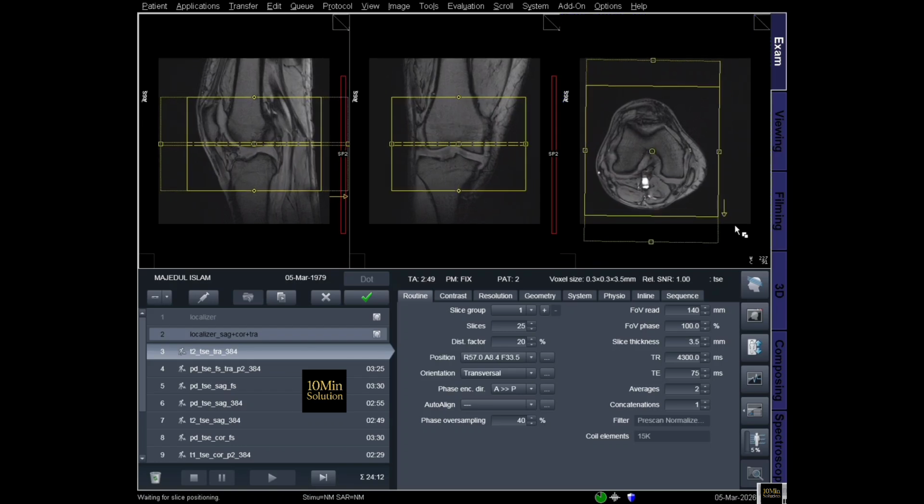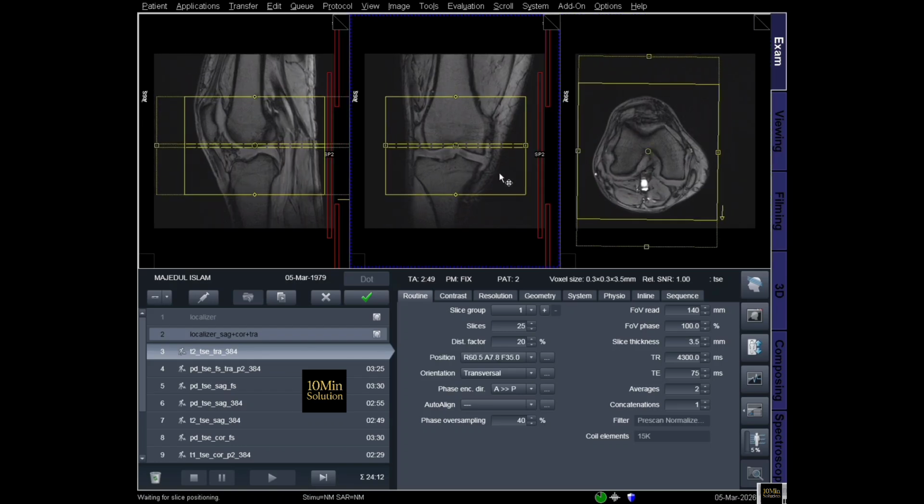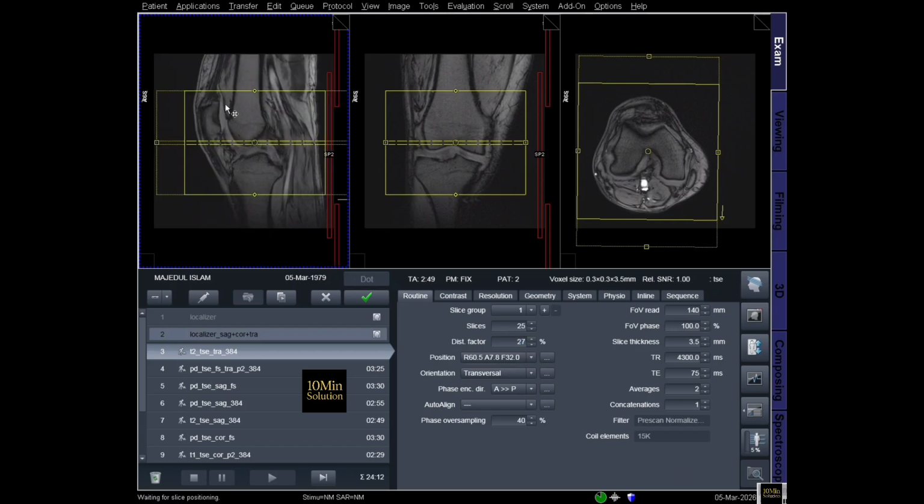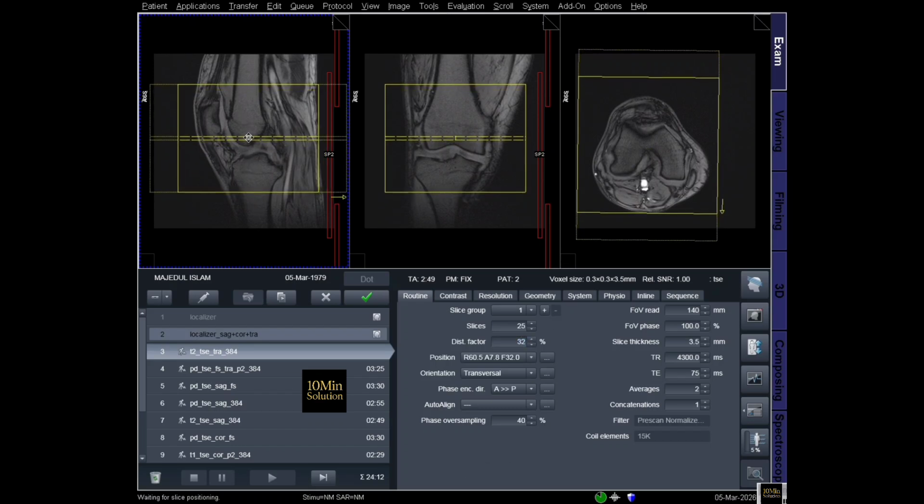Localizer planning. Initially, three-plane localizer images are acquired in axial, coronal, and sagittal orientations. These localizers help identify the anatomical landmarks of the knee joint and assist in accurate slice planning for subsequent sequences.